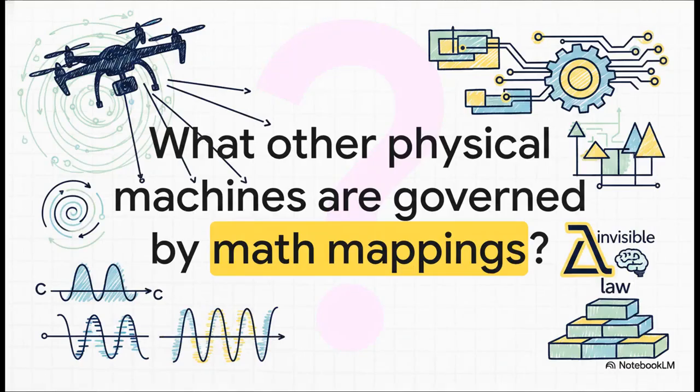So, I'll leave you with this thought to chew on. If simply manipulating a geometric vector on a complex plane can guarantee that a massive drone stays stable in the sky, what other invisible mathematical laws are out there just waiting for you to master them?